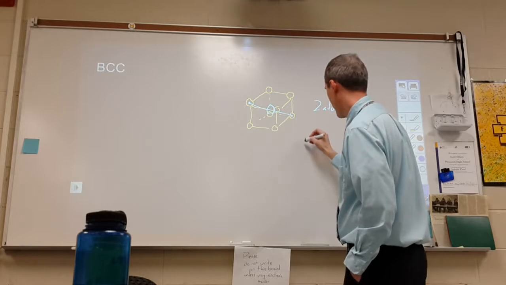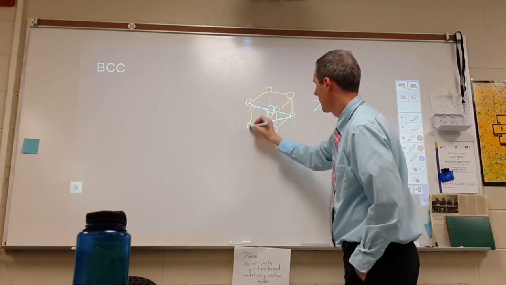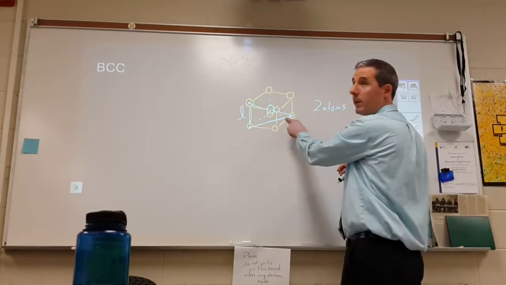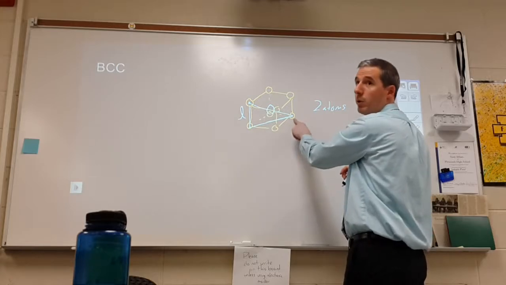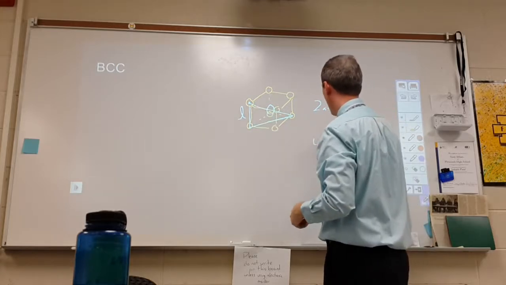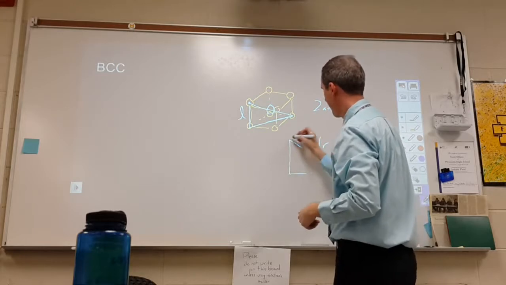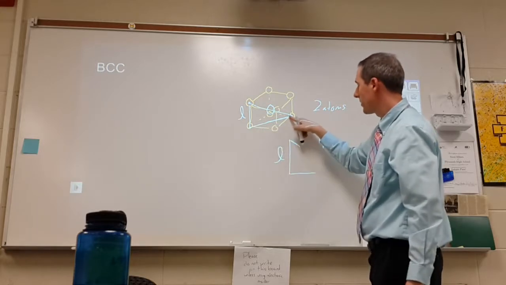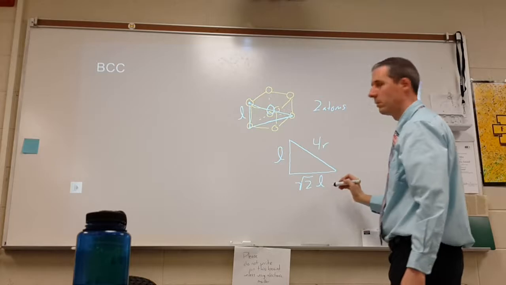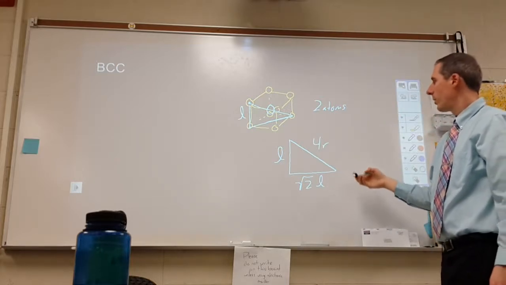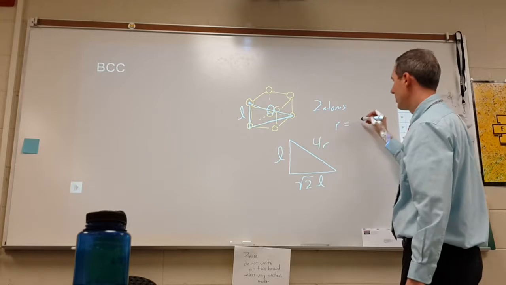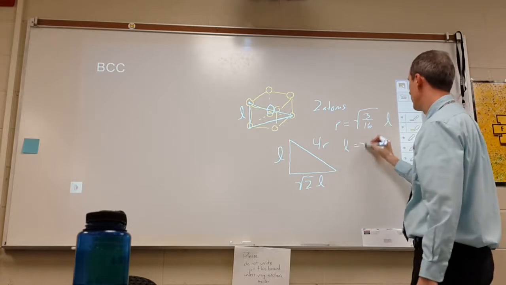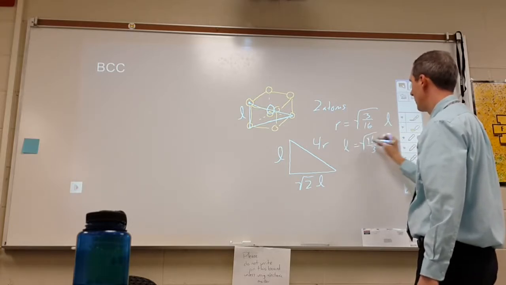So your triangle will look like this. It'll be the side length on one side, a diagonal on the other, and then a diagonal across the entire cube. The diagonal across the entire cube is 4r. The one side length is L, and the other side length is L squared plus L squared, so it's root 2 times L. So when you work this out, r ends up being equal to root 3 over 16 times L, and L is root 16 over 3 times r.